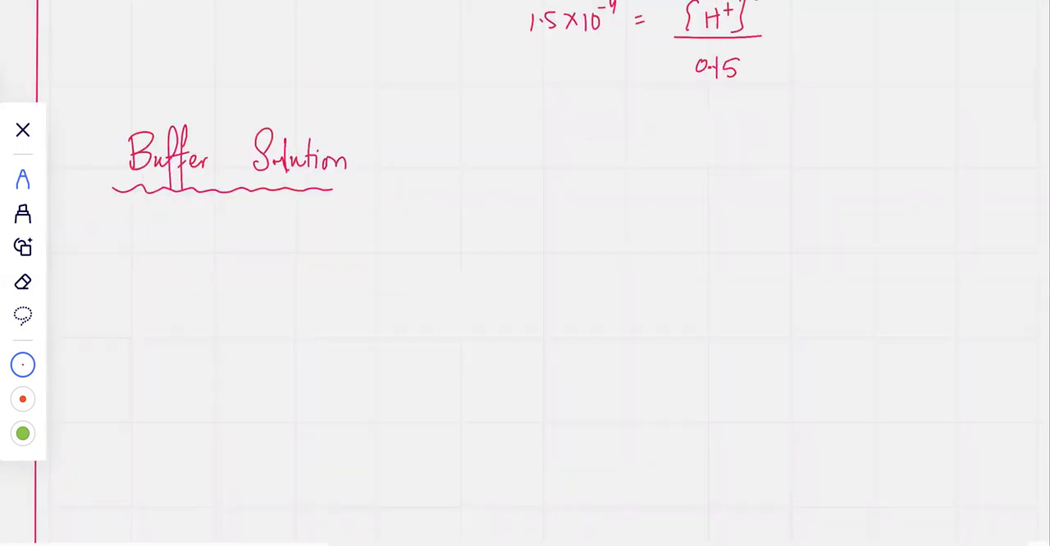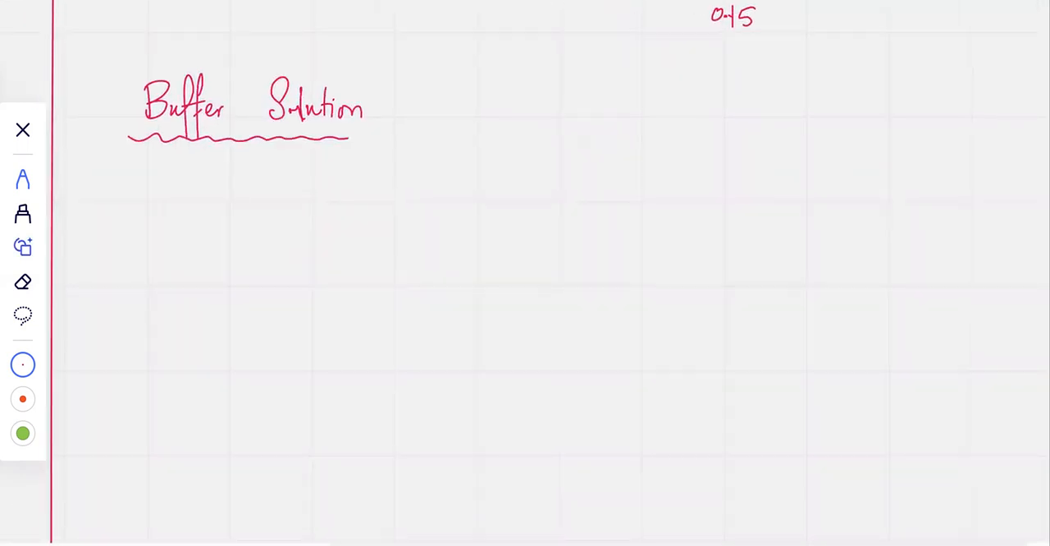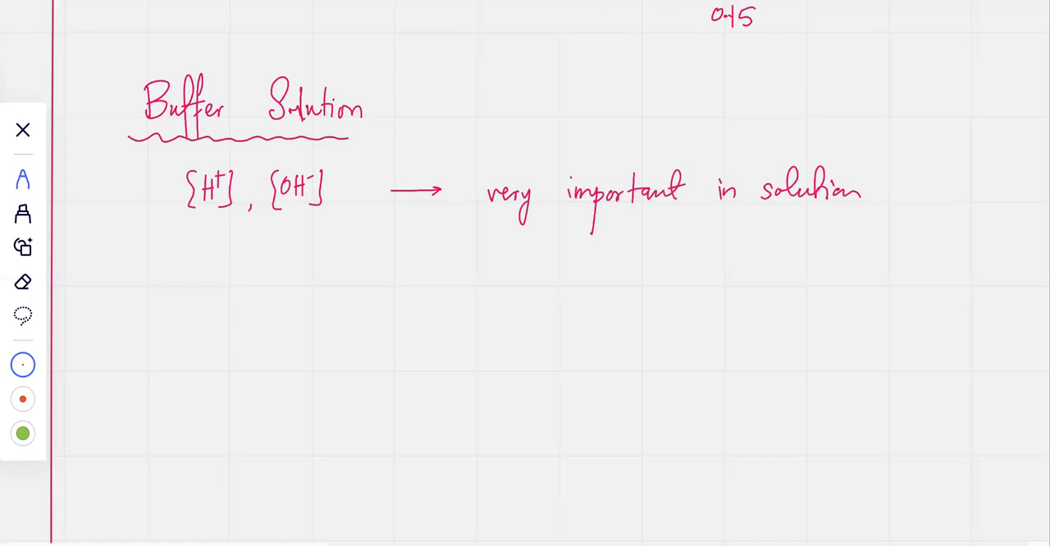Achha, let's talk about buffer solutions. Buffer solutions, what are they? Buffers are something that's very important. We did discuss that the H plus 1 concentration or OH, I mean, both of them, their concentrations are very important in solutions. This is something that's extremely important. And we did discuss that everything is happening in water. Water is important. All the reactions are happening in water.